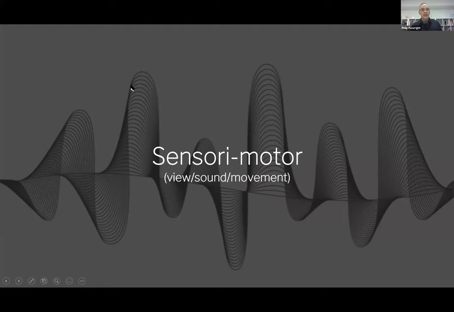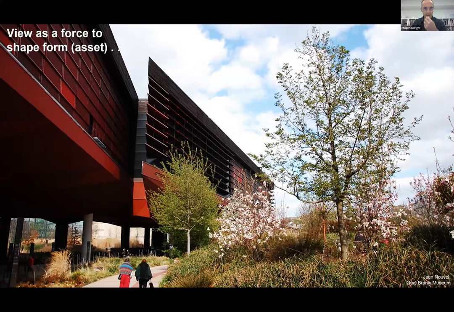Sensory motor forces are quite powerful because they deal with people. They deal with the way that we experience the world. So sensory motor is what we sense, how our senses operate, what we see, and motor is how we move. And so movement and sight are obviously really, really powerful things.